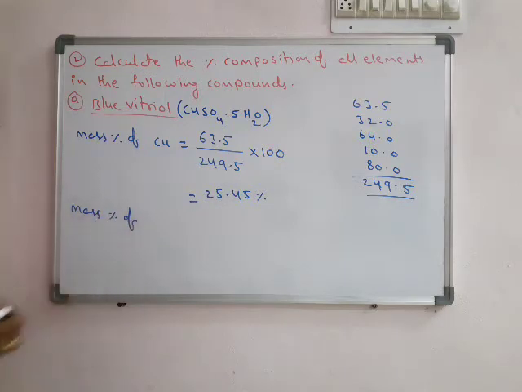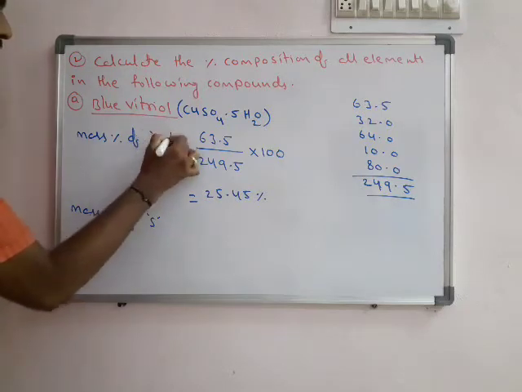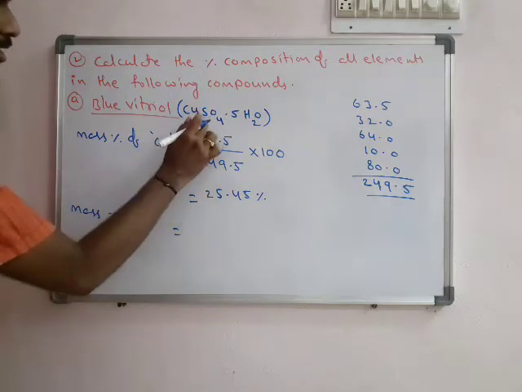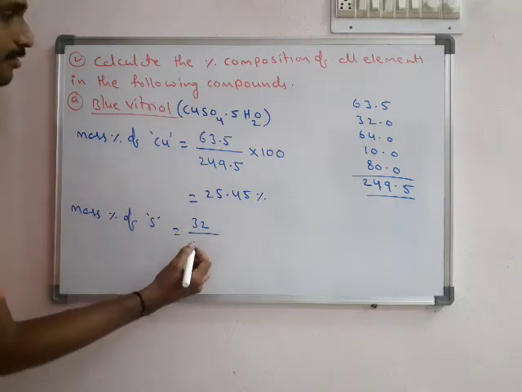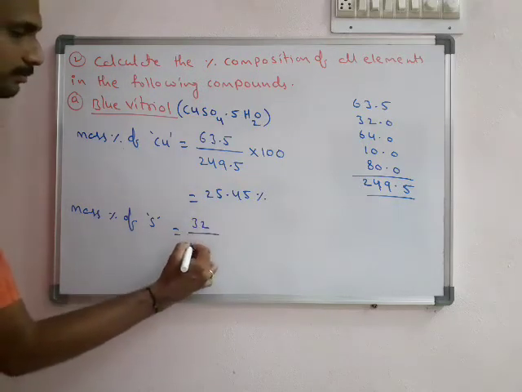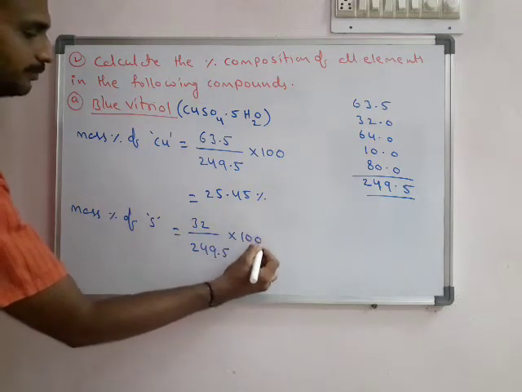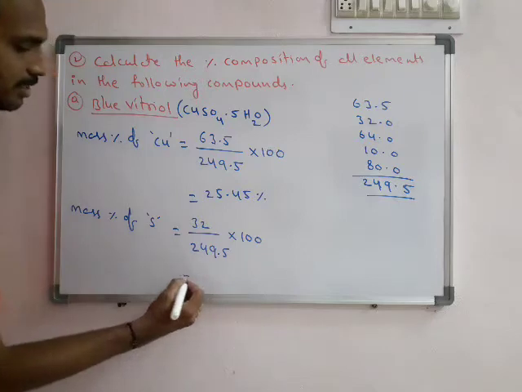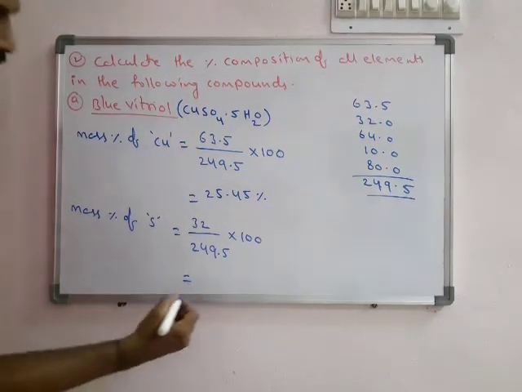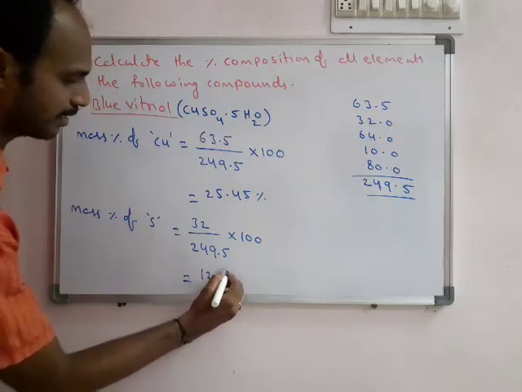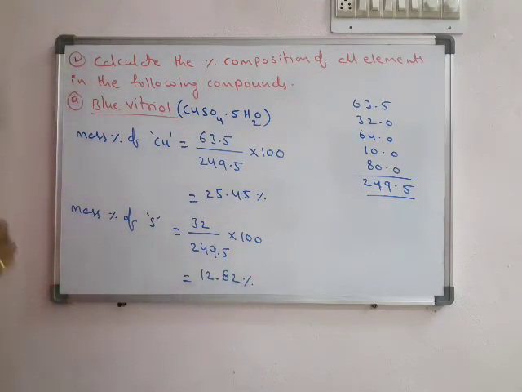Next we calculate the mass percentage of sulfur. One sulfur is present, so one sulfur into total how many grams? 32, its atomic weight, divided by the total, 249.5, into 100. On this calculation that equals 12.82%. You have to do the calculations in rough.